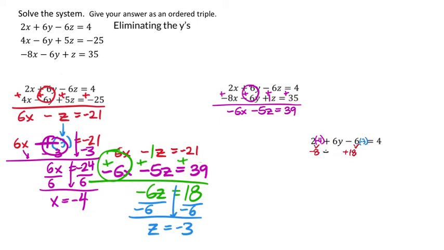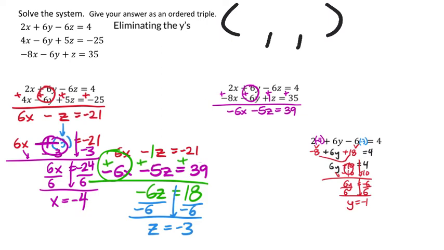Okay, so I still have the +6y equals the 4 as well. Combine my like terms, -8 and +18 is +10. So now 6y plus 10 equals 4. And we'll subtract 10 from both sides to zero that out. So now 6y, that zeroes out. 4 minus 10 is -6. Hey, that's going to work out real nice because now when I divide both sides by 6, I get the y value is -1. Okay, so I've got my x, y, and z.